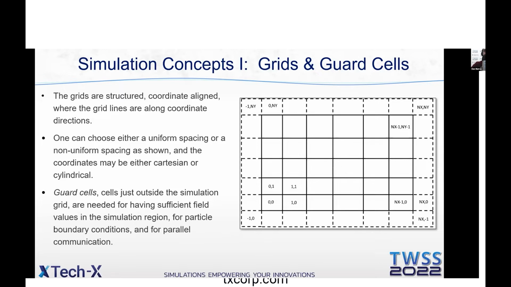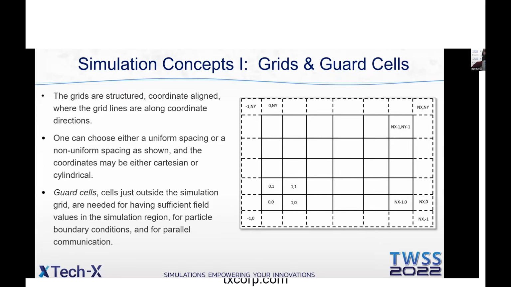The first one I would say is knowing what a grid is and the guard cells associated with it. So the grids are structured, coordinate aligned, and this just means that the grid lines are along the coordinate directions. Within VSim, one can choose either a uniform spacing or a non-uniform spacing, as is shown, and the coordinates may be either Cartesian or cylindrical. There is a slight caveat on that. For cylindrical coordinates, the 2D grid must be a uniform grid currently. We are working on getting it so that cylindrical can also be non-uniform, but that is a work in progress.